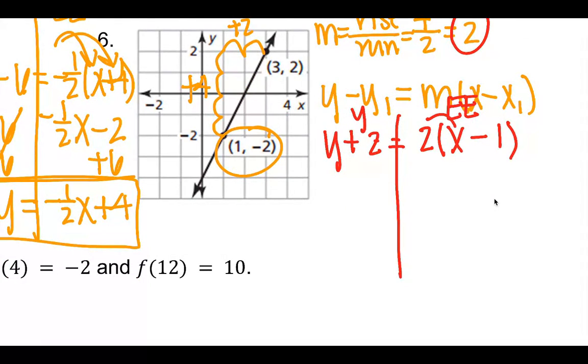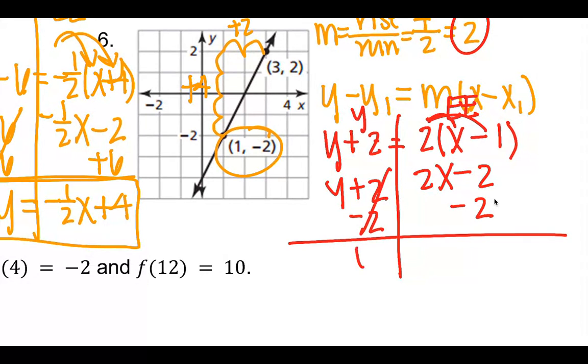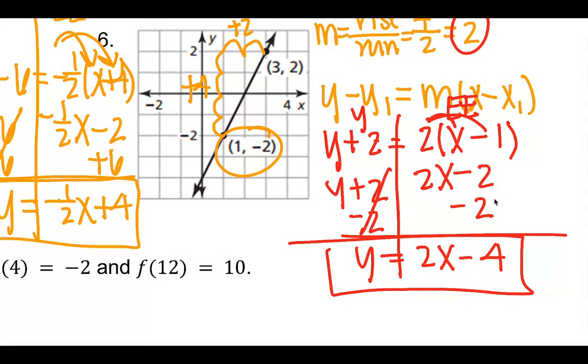First, I'm going to simplify. I've got 2x minus 2 on this side and y plus 2 on this side. Only y's can be on the left, so I've got to get rid of that 2 because he doesn't have a y. So I'm going to subtract 2 from both sides. And I'm left with y equals 2x minus 4 would be the equation. Again, if you want to skip all this math and cheat, we also have that option.